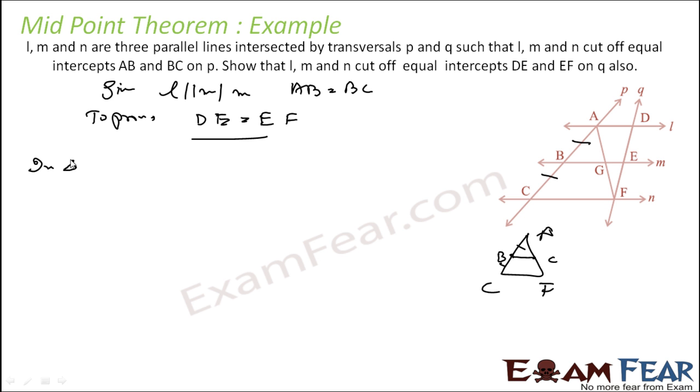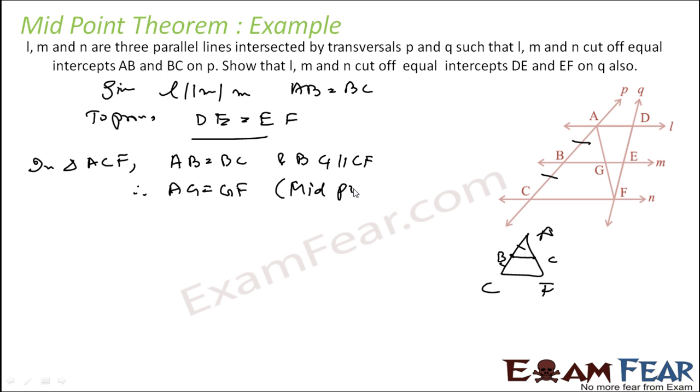Correct? So I can say that in triangle ACF, AB is equal to BC and BG is parallel to CF. Therefore, AG is equal to GF. Midpoint converse. Now AG is equal to GF is proved. Now let's take this triangle, A, D, F.